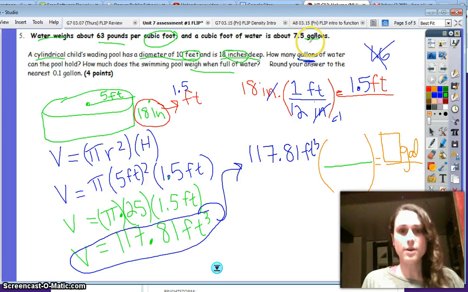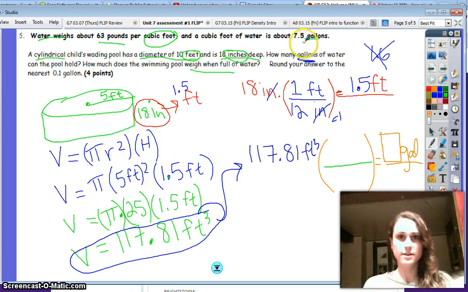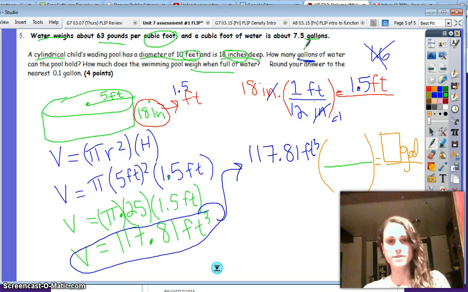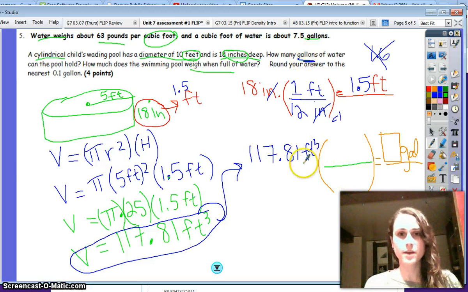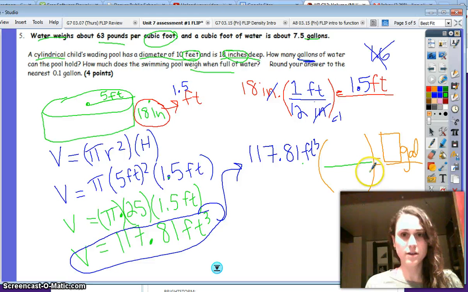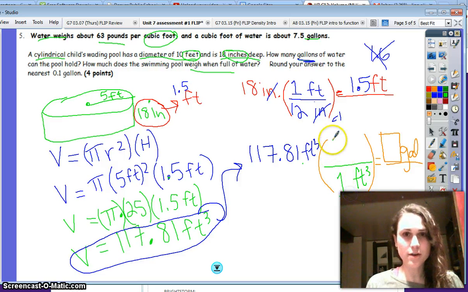So I'm either going to write 1 foot cubed divided by 7.5 gallons, or 7.5 gallons divided by 1 foot cubed. I need the units I want to cancel out in the numerator and denominator so they divide and reduce to 1. That means I need to have feet cubed on the bottom. So in 1 cubic foot, I have 7.5 gallons. Now I have two fractions. This is technically over 1.